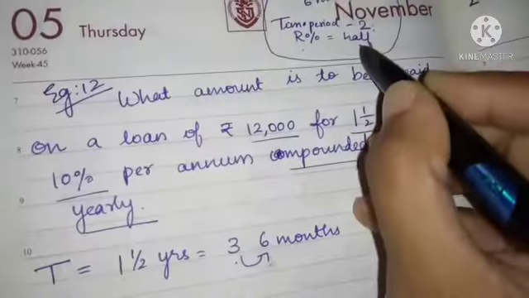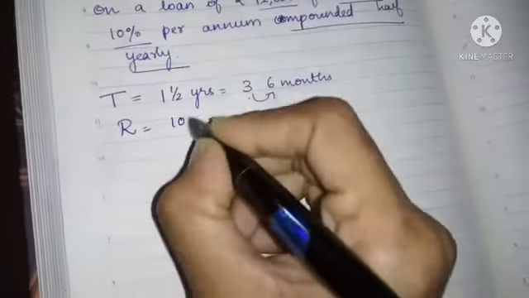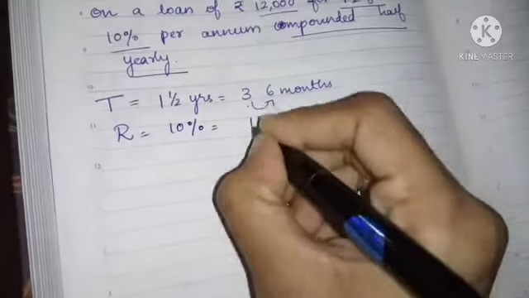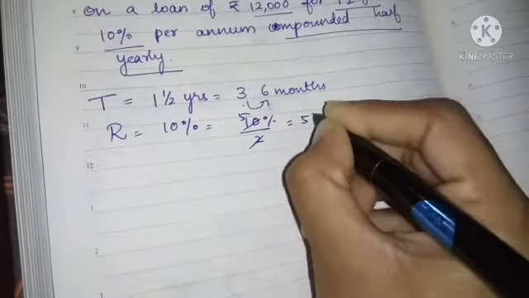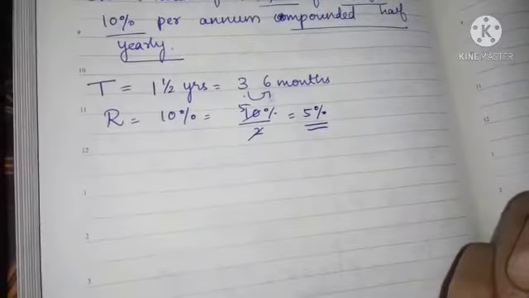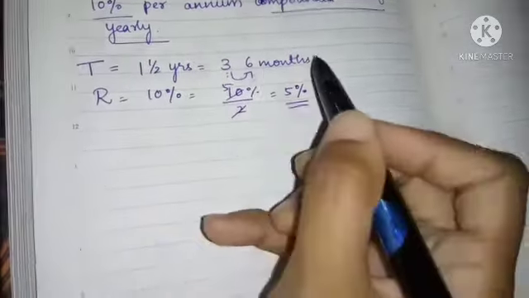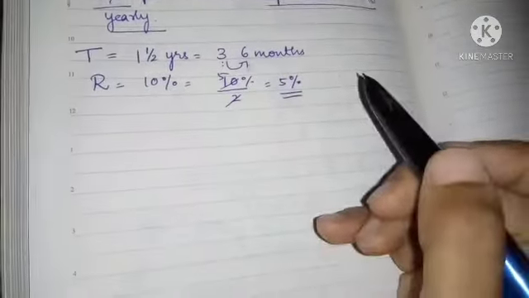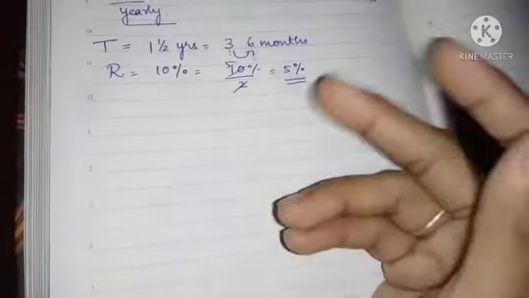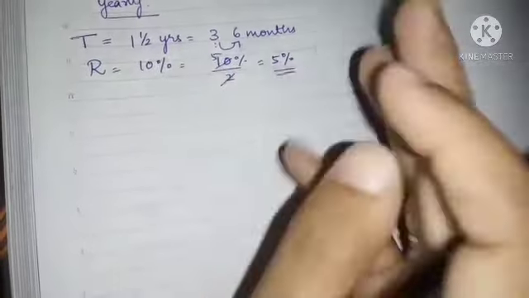Next, rate of interest will become half. Rate of interest is what actually here? 10%. So if it becomes half, 10% by 2 is 5%. So rate has become 5%, and here time has become 3 6 months. Next, what they told you, interest you will calculate 2 times, that we'll leave it. Okay, first rate of interest we calculated.